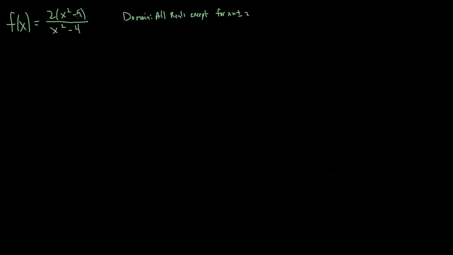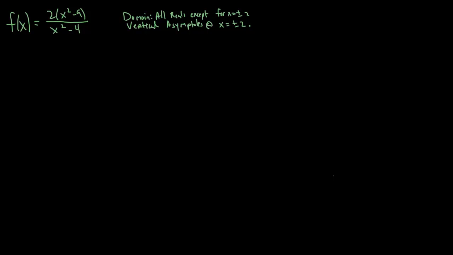So since the numerator is not 0 when the denominator is 0 at 2 and negative 2, that means that we have vertical asymptotes at x equals plus or minus 2. So that's something you really want to pay attention to closely when you have a rational function. Where is the denominator 0 and is the numerator 0 at those same x values?